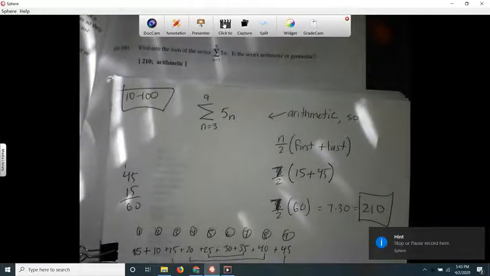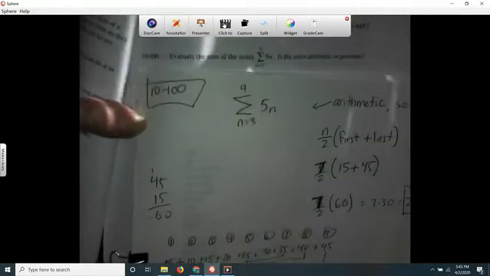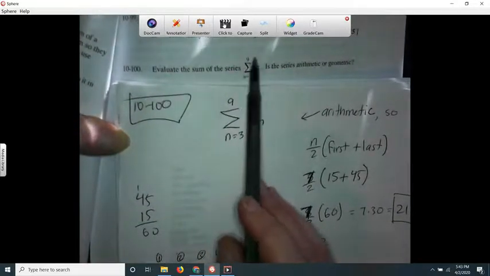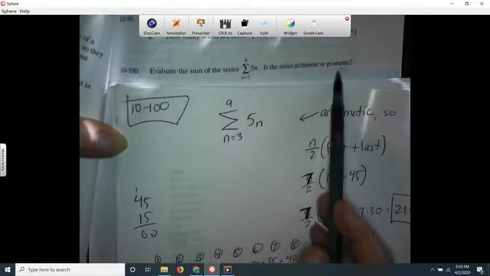Here's Integrated 3, it's 10-100. So it's asking us, it says evaluate the sum of the series, and then it has summation notation for you. Is the series arithmetic or geometric?